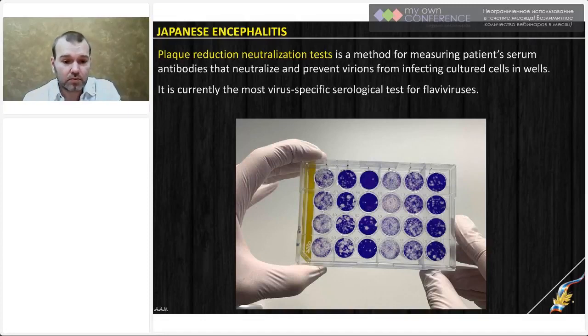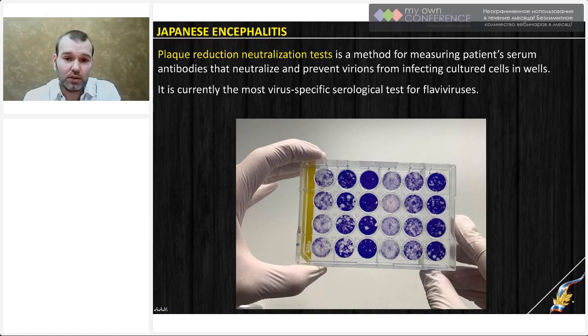So, a few words about plaque reduction neutralization tests. It is a method which is performed in plastic wells, as you can see in the picture, and you need to take a sample of blood from the subject, obtain serum, and the main idea is to identify antibodies that can neutralize the virus and prevent growth of variants in those wells.